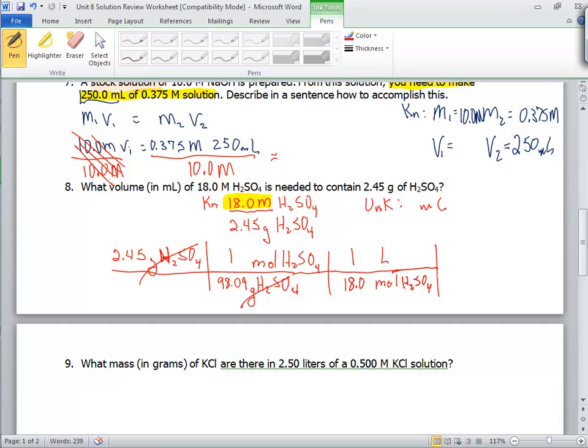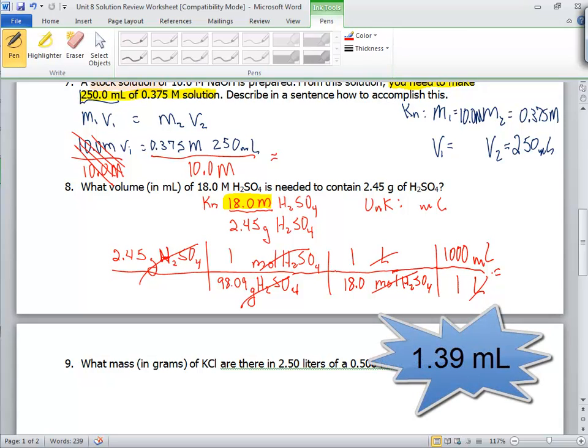And if I really want my answer to come out now, those units canceled, and I want my answer to come out in milliliters, so I'm going to have to get liters to cancel, and my last unit up here is milliliters. 1 liter is 1,000 milliliters, and I calculate that, and I have my answer.